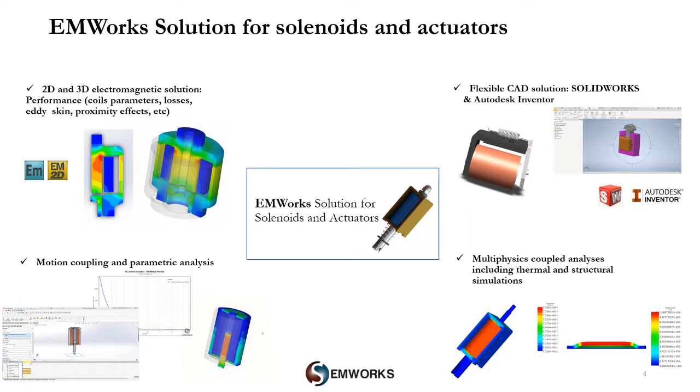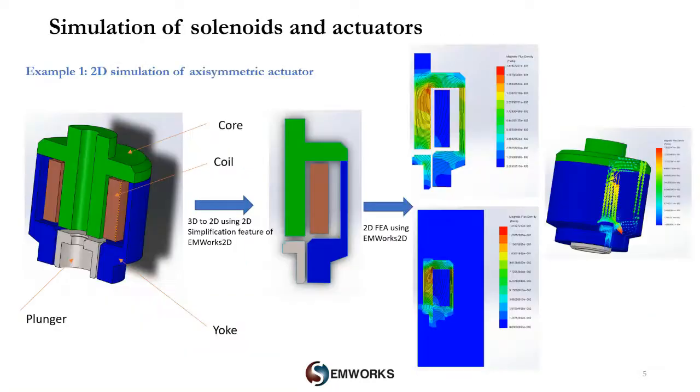So in what's left of our demonstration, we will have a look at a couple of examples solved with both EMS and EMWorks and see a deeper view of our solution. Our first example consists of an axisymmetric actuator made of a ferromagnetic core, plunger, and a yoke plus a stranded coil. However, the original model has a 3D geometry, but it can be solved with a 2D simulation to save time and accelerate the process.